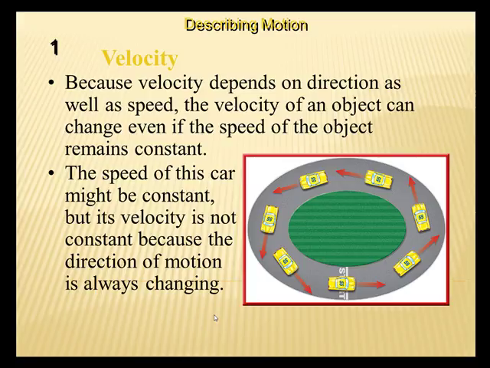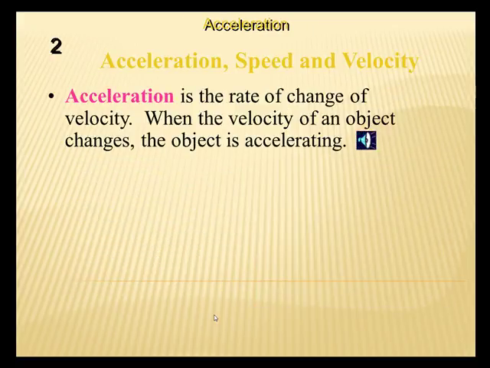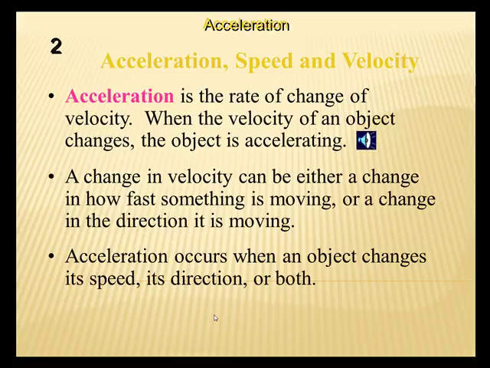So if you look at this car going around the track, it could be traveling at a constant speed, but its velocity is still changing because its direction is changing. Acceleration is the rate of change of velocity. So it's how much your speed is changing. Are you going faster? Are you going slower? So it's a change in velocity when we talk about acceleration.